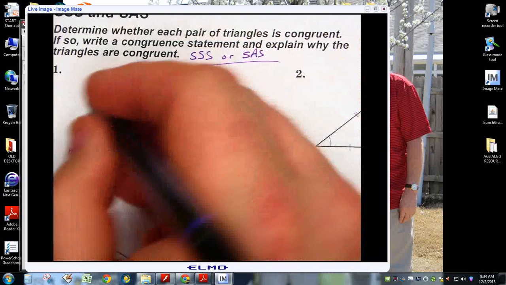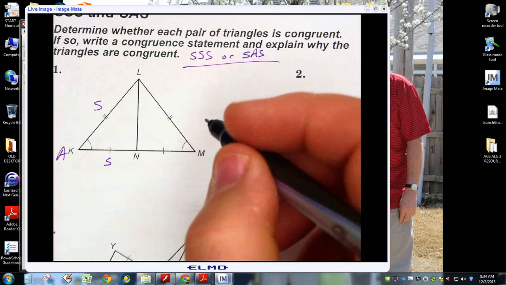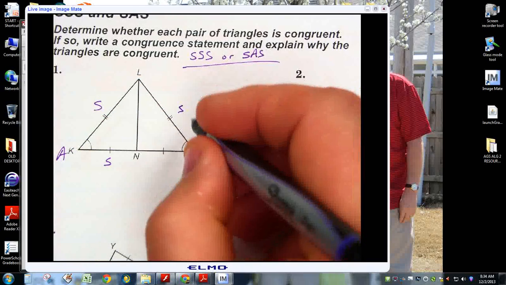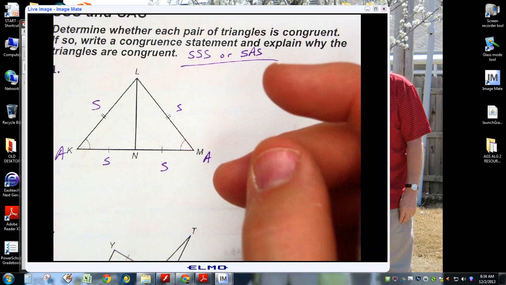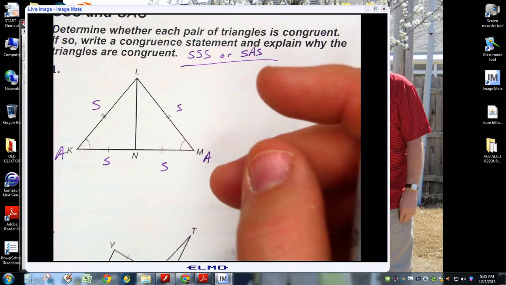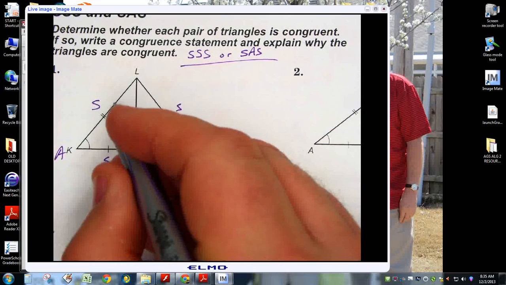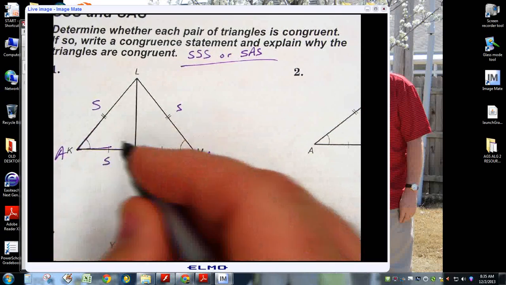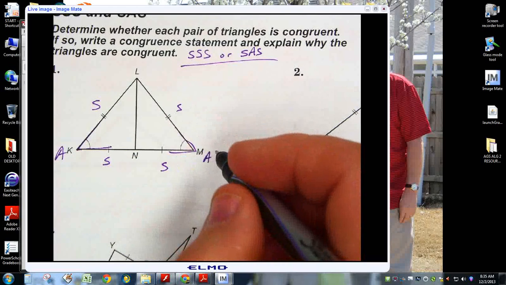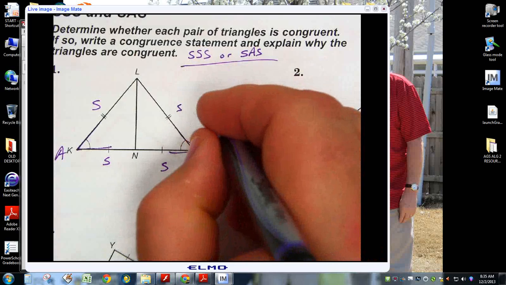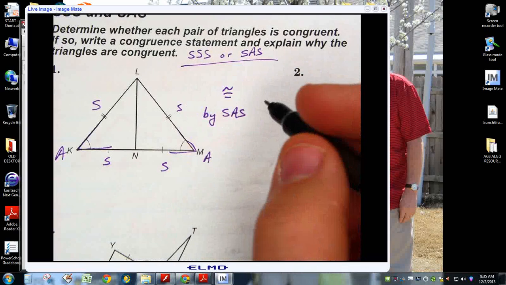Okay, what things do I have? I have an S, I have an A, and I have an S over here, correct? Here I have a what? S and an A and an S. Does that mean I necessarily have side angle side? No, it doesn't. I have to make sure it's the right angle, don't I? If I drew this side and that side, am I drawing the angle congruent? So they are congruent by what? Side, angle, side. But you need to write a proper congruency statement.